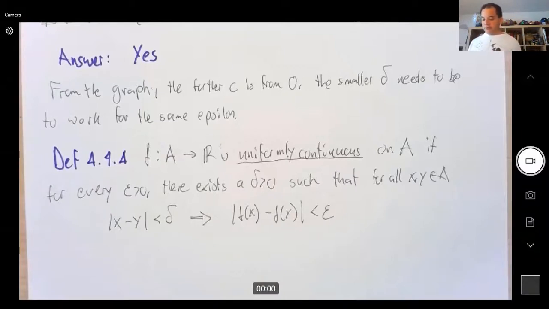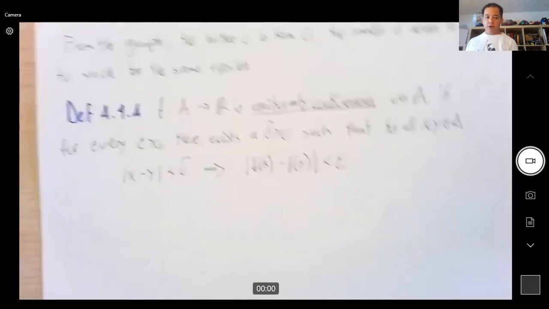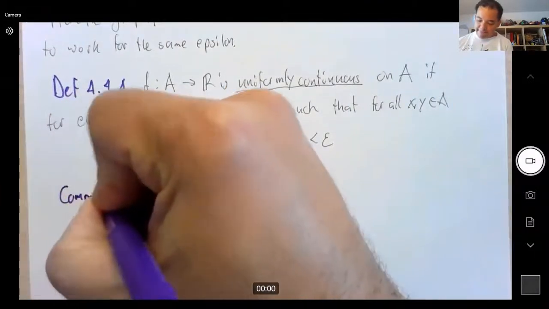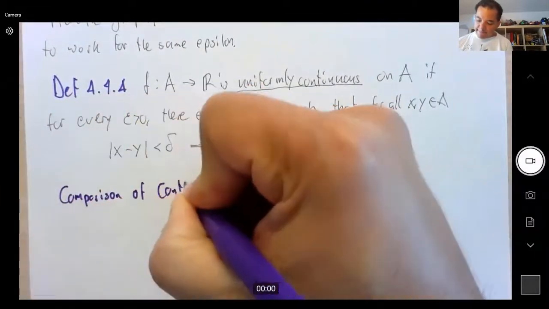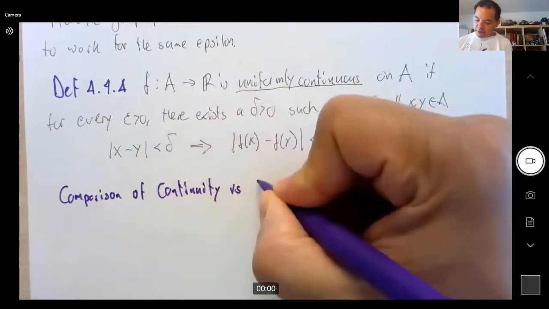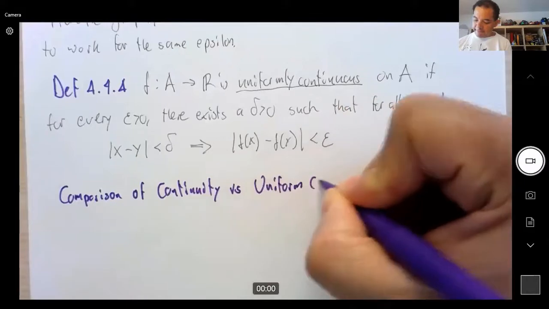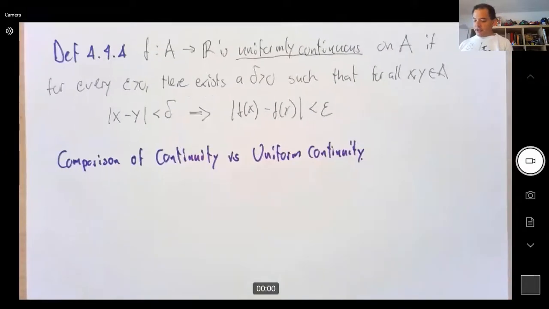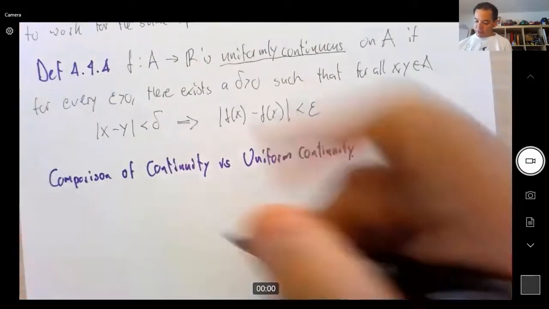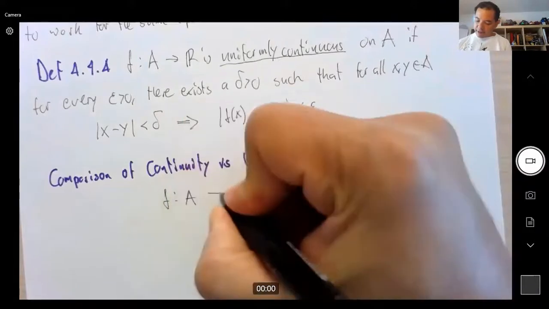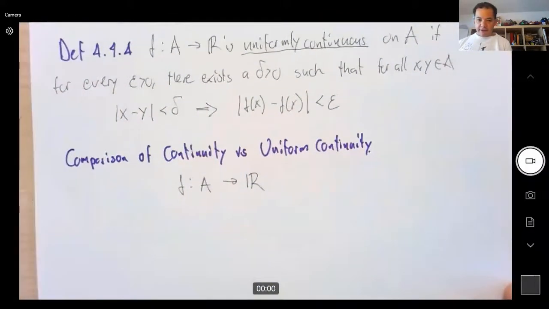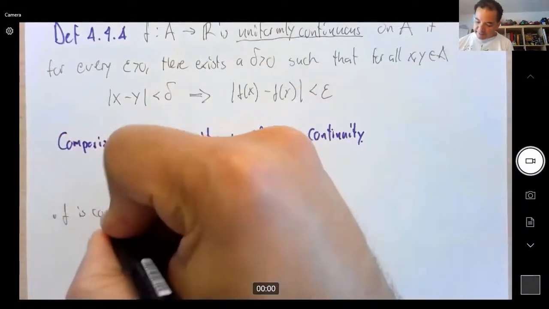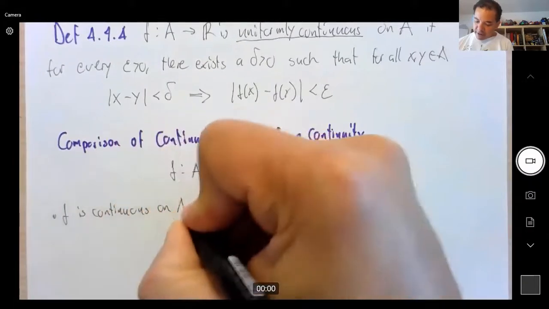So just let me do a comparison. So little comparison of continuity, regular continuity versus uniform continuity. All right. So here is regular continuity on A. So for both of them, we have f from A to R. Okay. And here is first. F is continuous on A means the following.